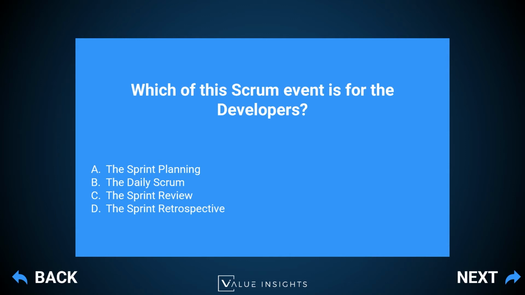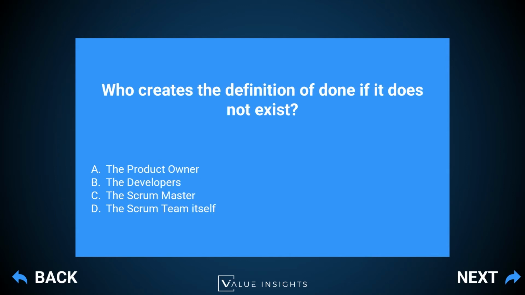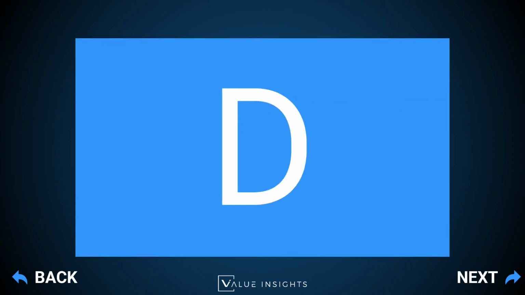Next one, who creates the definition of done if it doesn't exist? A, the product owner, B, the developers, C, the Scrum Master, or D, the Scrum team itself. And our answer is D.